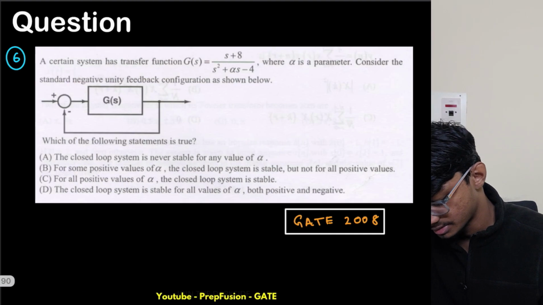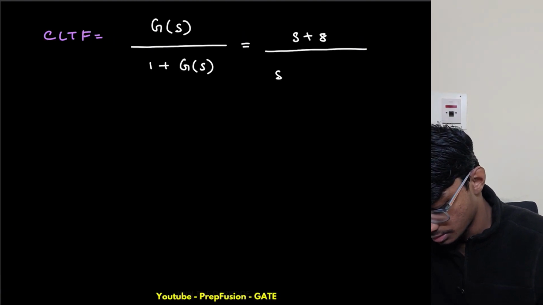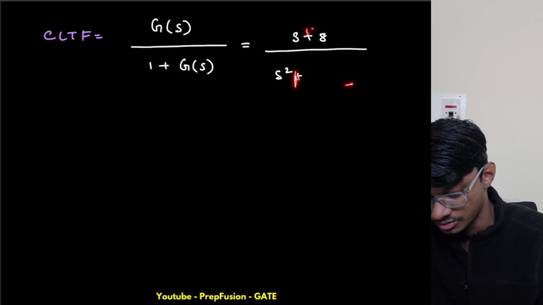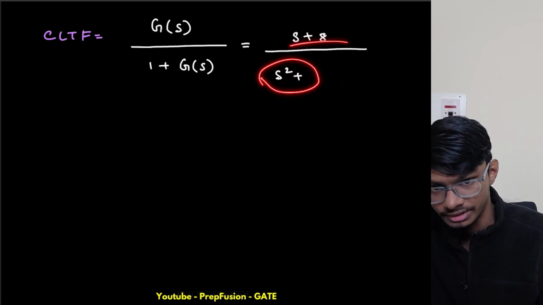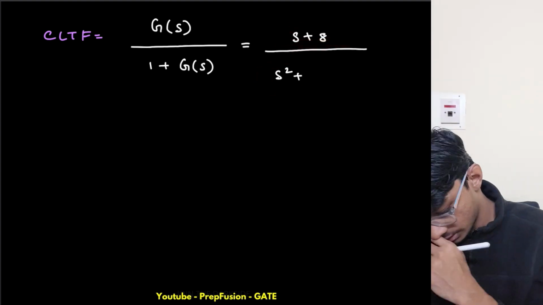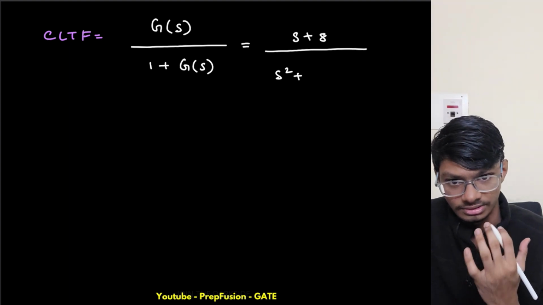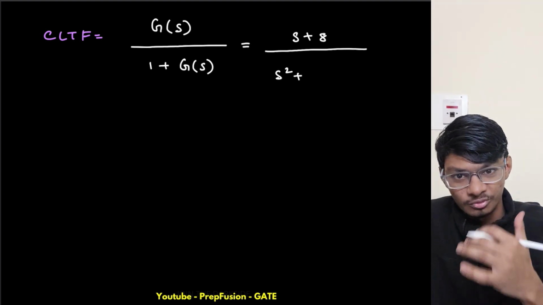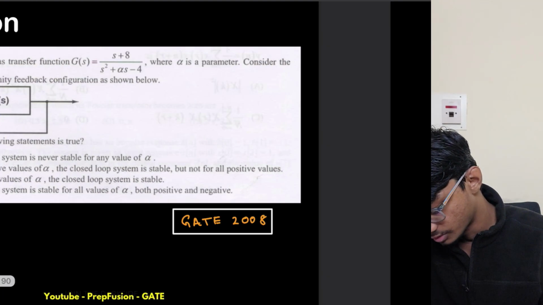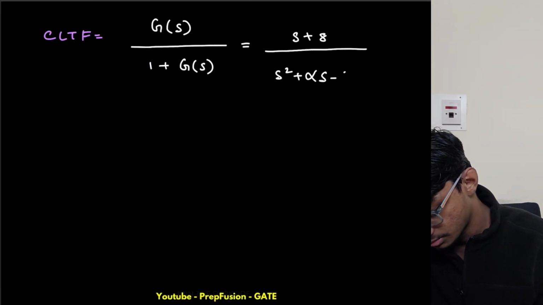So this will become S plus 8 over S square. So here I have G of S upon 1 plus G of S. So the denominator will get multiplied over here, and my numerator will again remain here, right? So that's how I'm doing. In the exam also you should save time like this, directly type, obviously when you are totally accustomed with this. So this becomes S square plus alpha S minus 4 S plus 8.